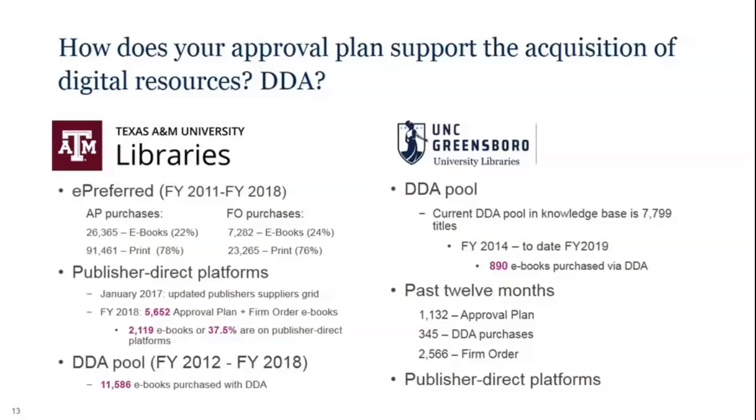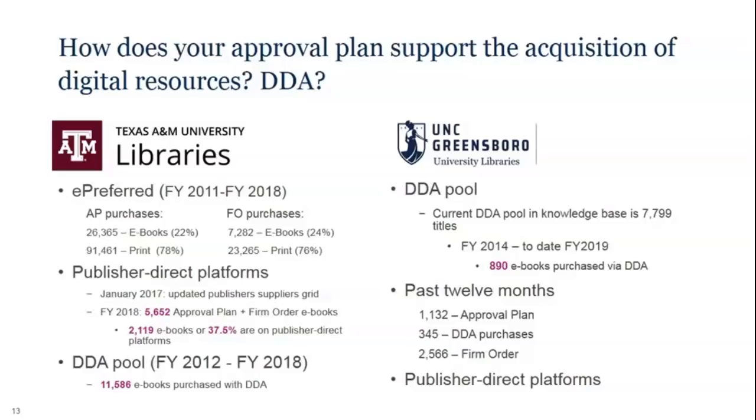And of course, to supplement our ebook offerings, in 2012, we implemented a DDA program for ebooks. So our DDA pool consists of titles marked as notification slips on the approval plan. And you can see in fiscal years 2012 to 2018, we purchased 11,586 ebooks on DDA. Our pool of DDA records in our knowledge base is 7,800 titles.